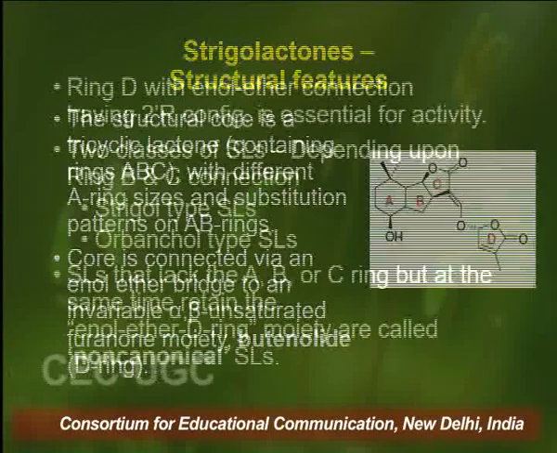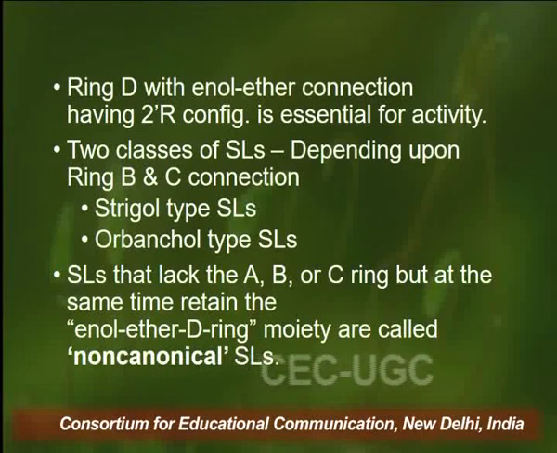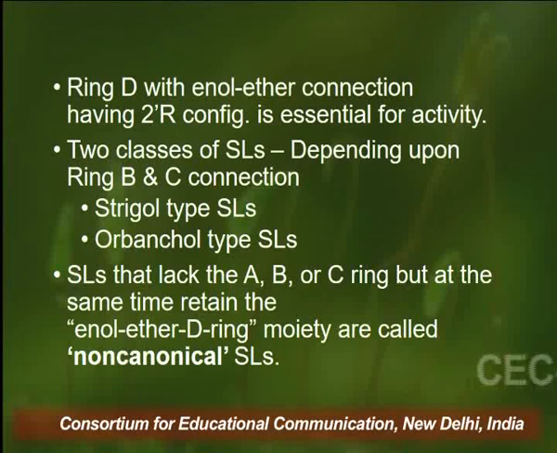And depending upon the bonding or conjugation between rings A and B, these strigolactones can be classified into strigol type strigolactones or orobanchol type strigolactones. Now if any of the three rings present in the nucleus, either A, B or C, is missing, then we call them another class of strigolactones, that is non-canonical strigolactones. But amongst all these three classes, the presence of enol ether along with the D ring is a must to exhibit the biological effect of strigolactones.